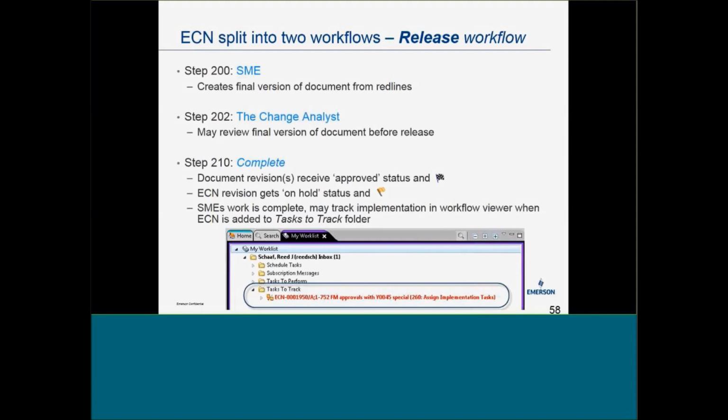So after those two steps are complete, the ECN release workflow will be complete. And then the document revisions will receive an approval status and will be check flagged. And then the ECN revision will get an on hold status and this orange flag. So now the SME's work is complete, and the SME can track the implementation of the workflow in the workflow viewer after the ECN is added to the task to track folder.